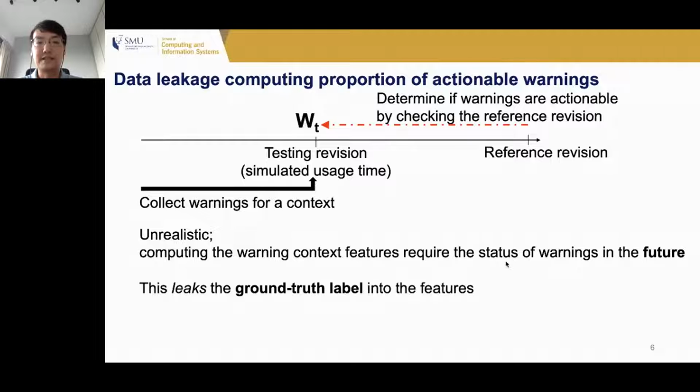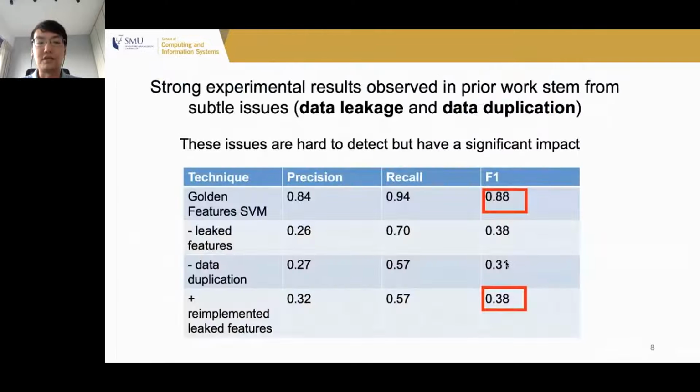And also this is unrealistic because in order to compute these features, we would need to know the status of the warnings in the future. And this information would not be available if we were to use this tool in practice. So we also find issues of data duplication. And then after we address the issues and re-implement the warning context features, we find that F1 drops from 0.88 to 0.38. So in other words, we see that the strong experimental results stem from very subtle issues of data leakage and data duplication. These issues were hard to detect, but they have a significant impact.